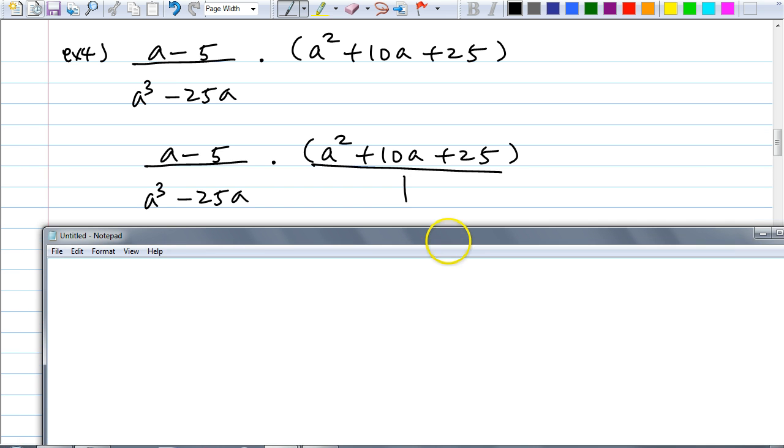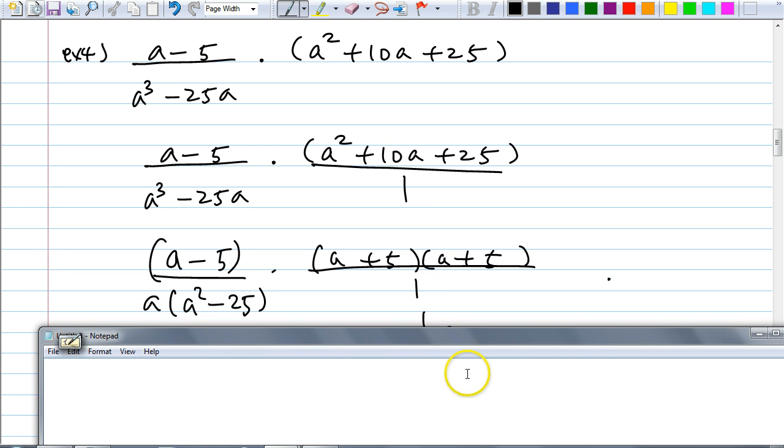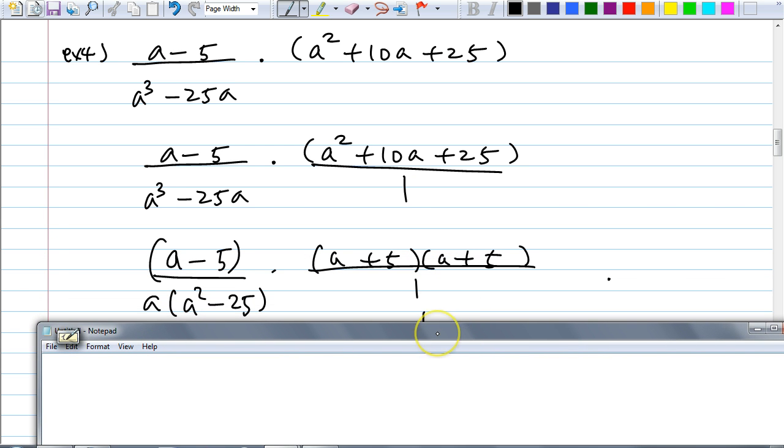So let's write that this way. First of all, I wrote it as over 1, because really this numerator is over 1. Since we're multiplying fractions, I want to write down the denominators as well. And as you can see, this factors as a times a squared minus 25. And notice this trinomial. Doesn't that trinomial factor as a plus 5 times a plus 5? In other words, that trinomial happened to be a perfect square trinomial.